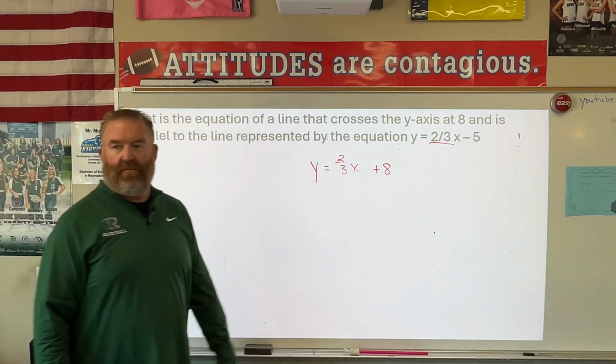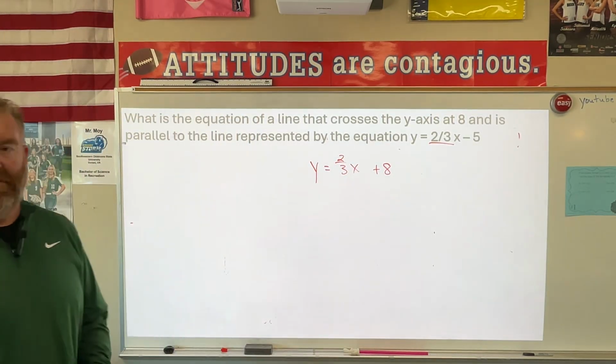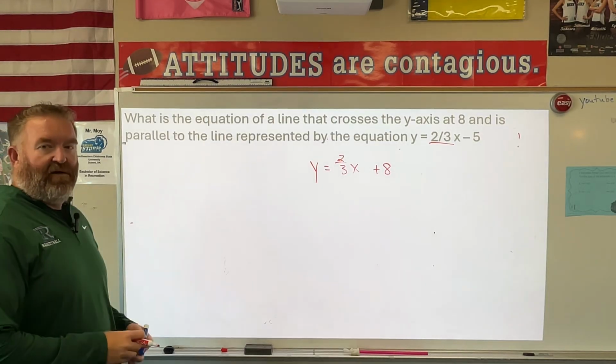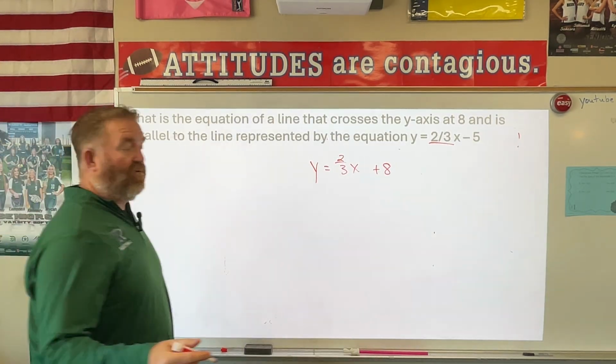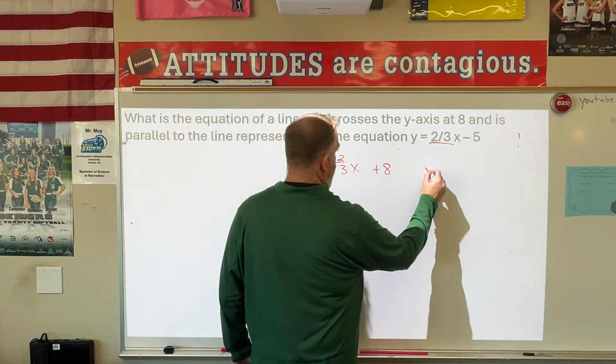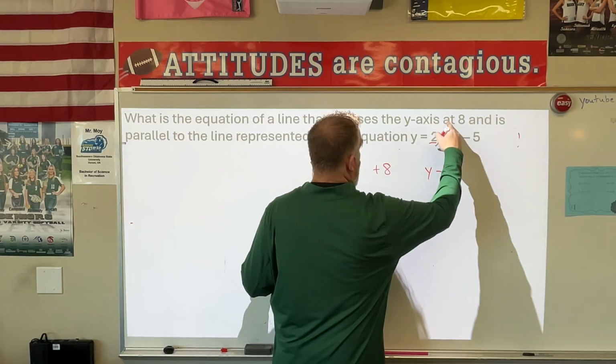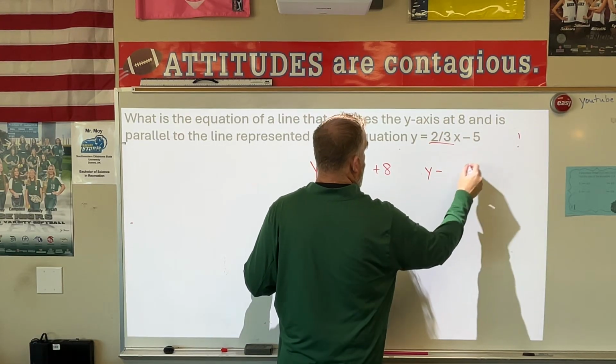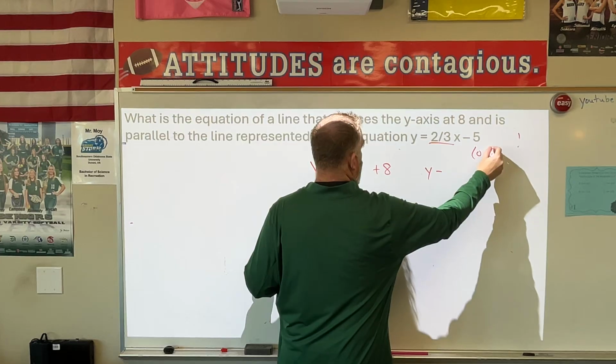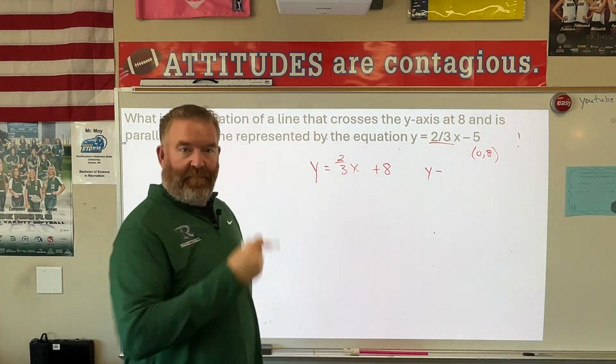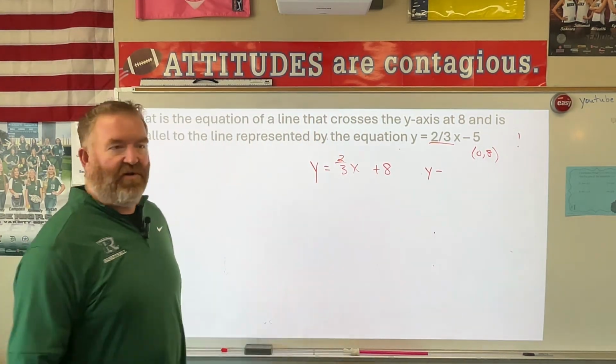I'm done. Whoa, that's like math voodoo. Like, huh? Or you could do the whole point slope form thing, the y minus, if it crosses at 8, it would be 0.8, wouldn't it? You guys remember that? Okay, well, why do all that if you don't need to?